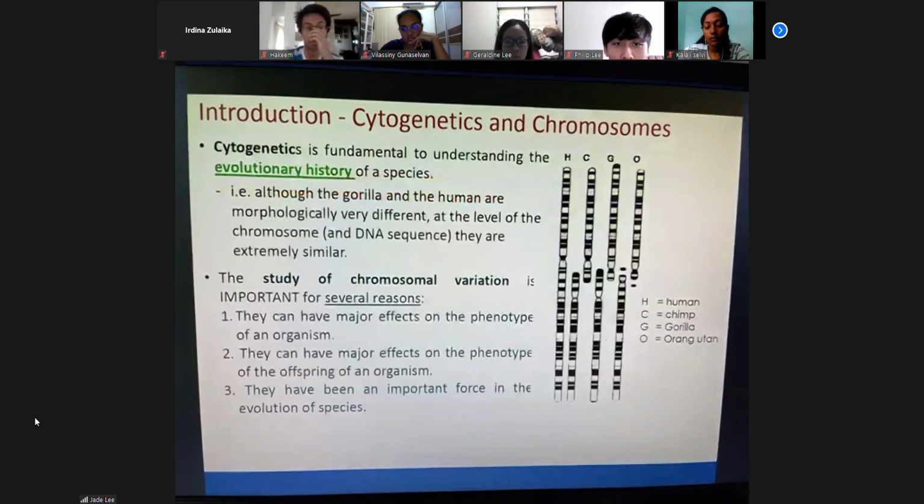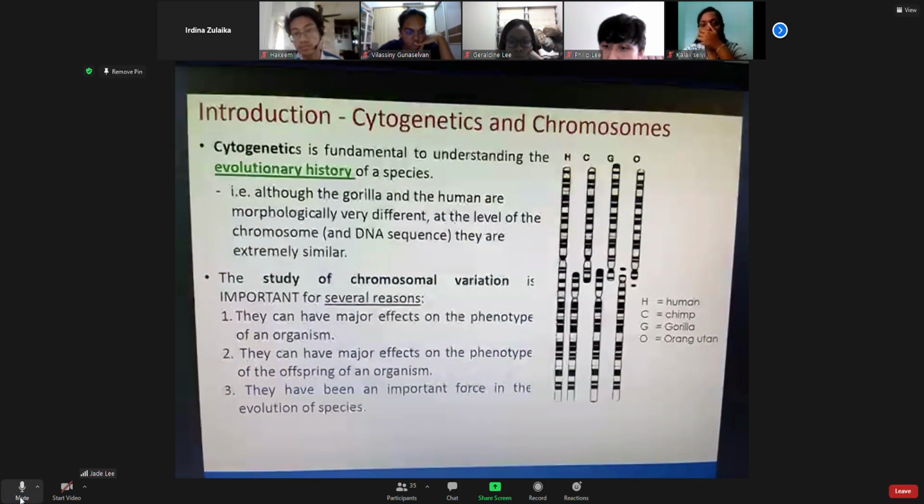So it's fundamental to understanding the evolutionary history of a species. Although, contohnya, gorilla and humans are morphologically very different, at the level of the chromosome and DNA sequence, they are extremely similar. Kalau kita tengok the chromosomes of humans, chimpanzee, gorilla, and orangutan, very similar, betul tak? But morphologically, we are very different.